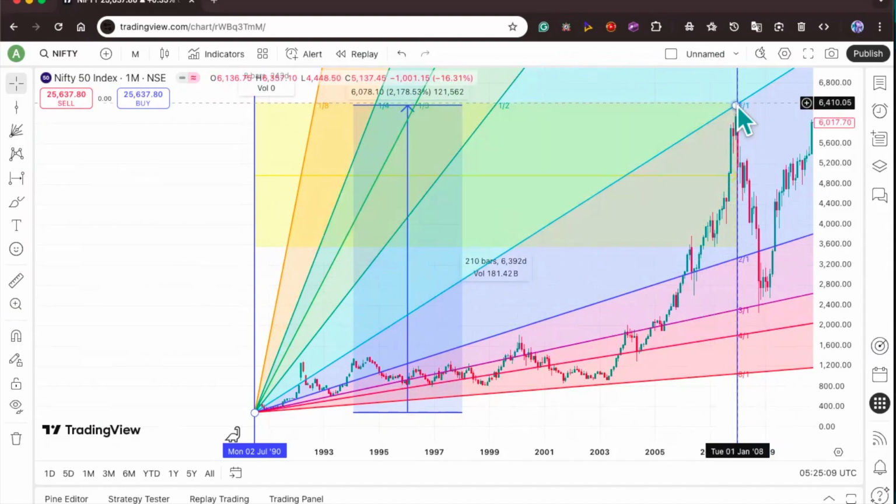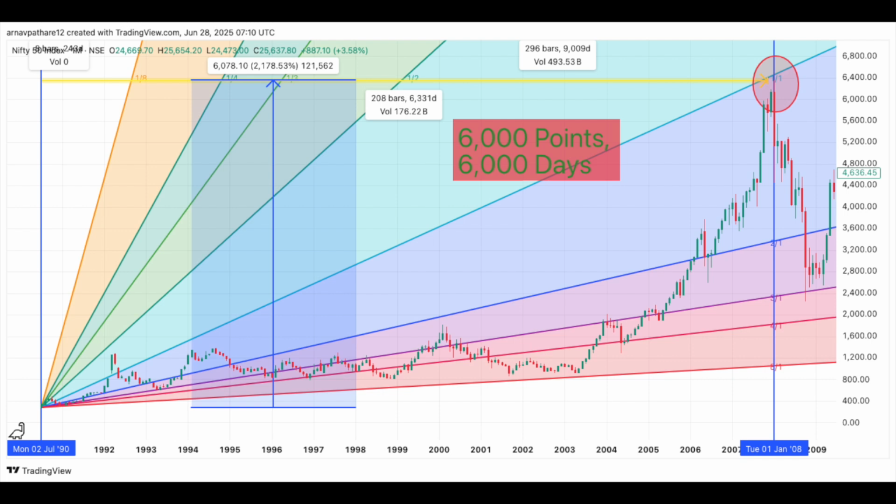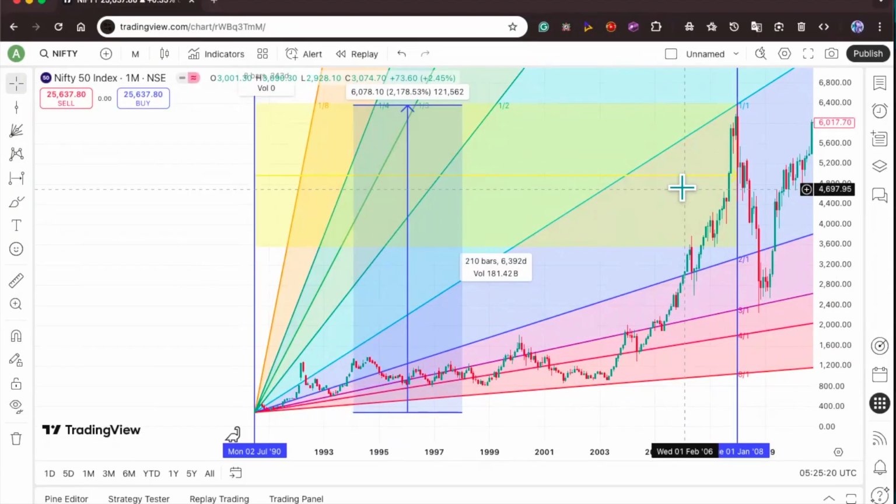So we have considered this point as my 1:1 point. This is 6,000 points which have been moved from 1990 to 2008, and this number of points have been moved in 6,000 days accordingly. So this is what has been considered. If you think that this is not an appropriate point, fair enough, fine, you can find a very appropriate point where you get time price squaring.